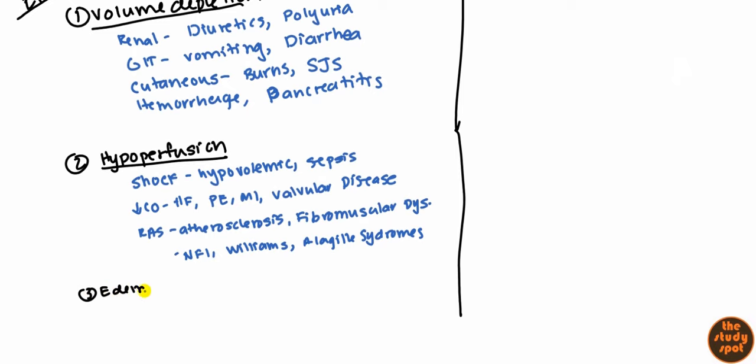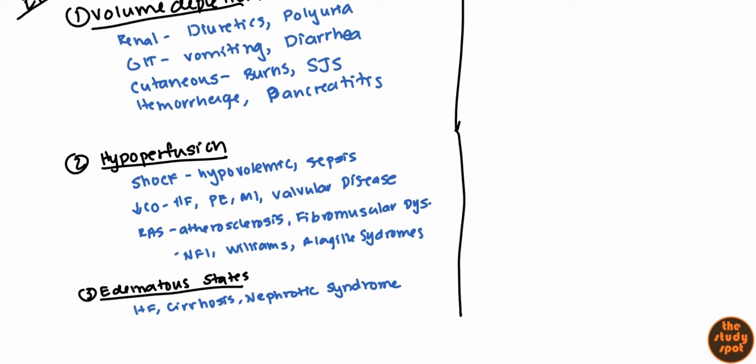So they have enough blood and fluid. They just are third spacing, so it's going into the incorrect area. And this, of course, does occur in heart failure, as well as cirrhosis and nephrotic syndrome, when they lose too much protein and decrease the oncotic pressure. So these are the causes of pre-renal failure.